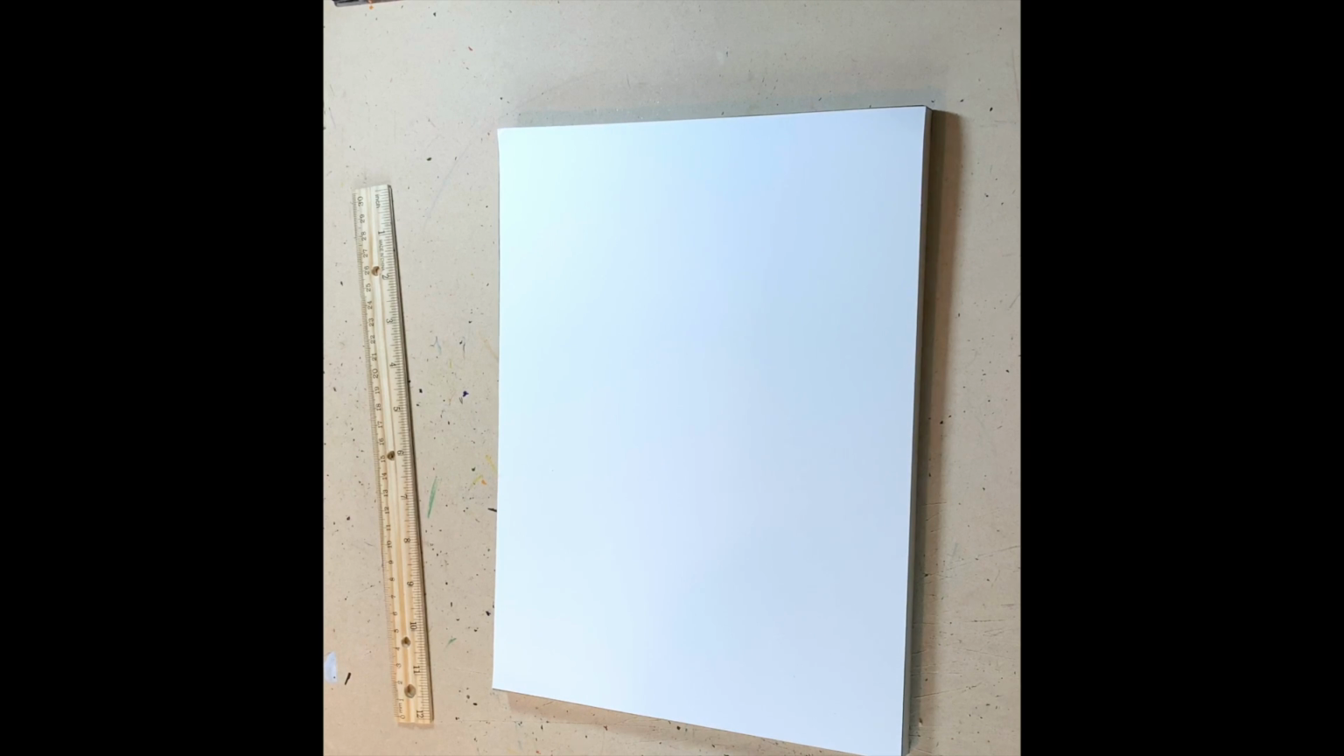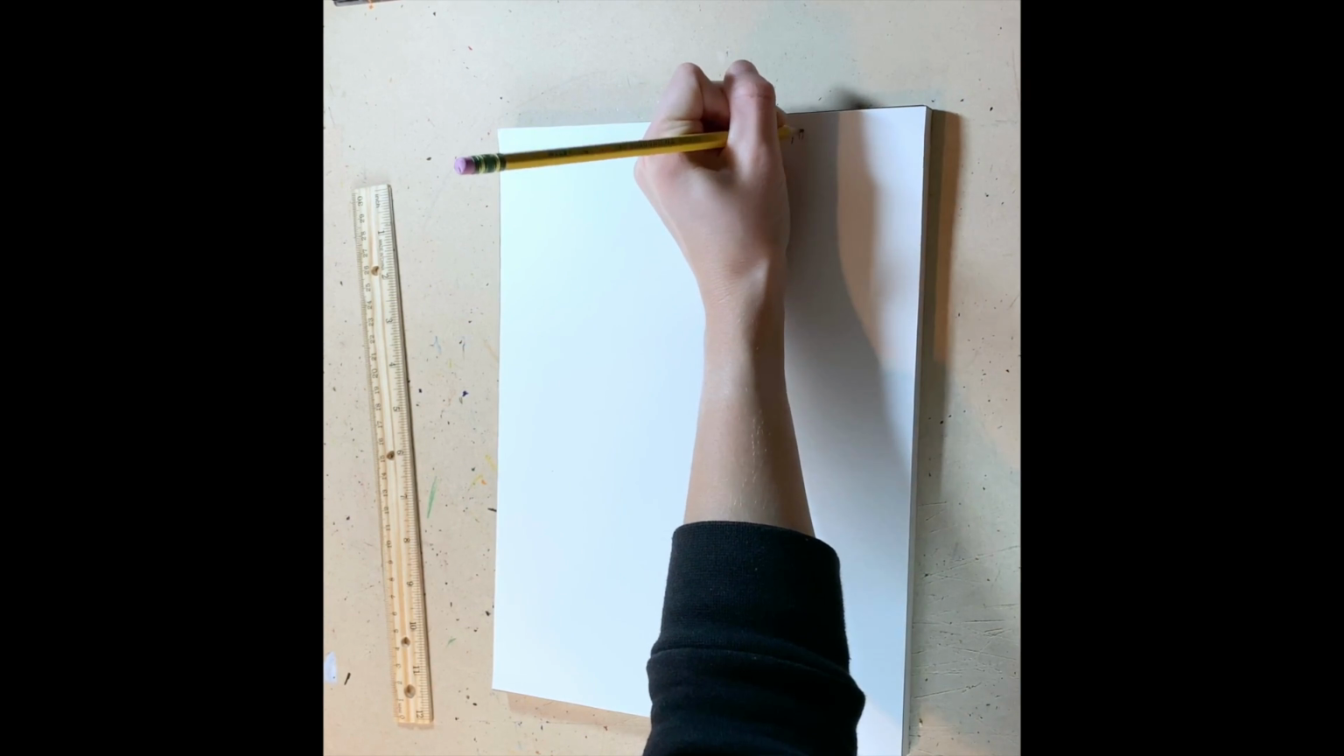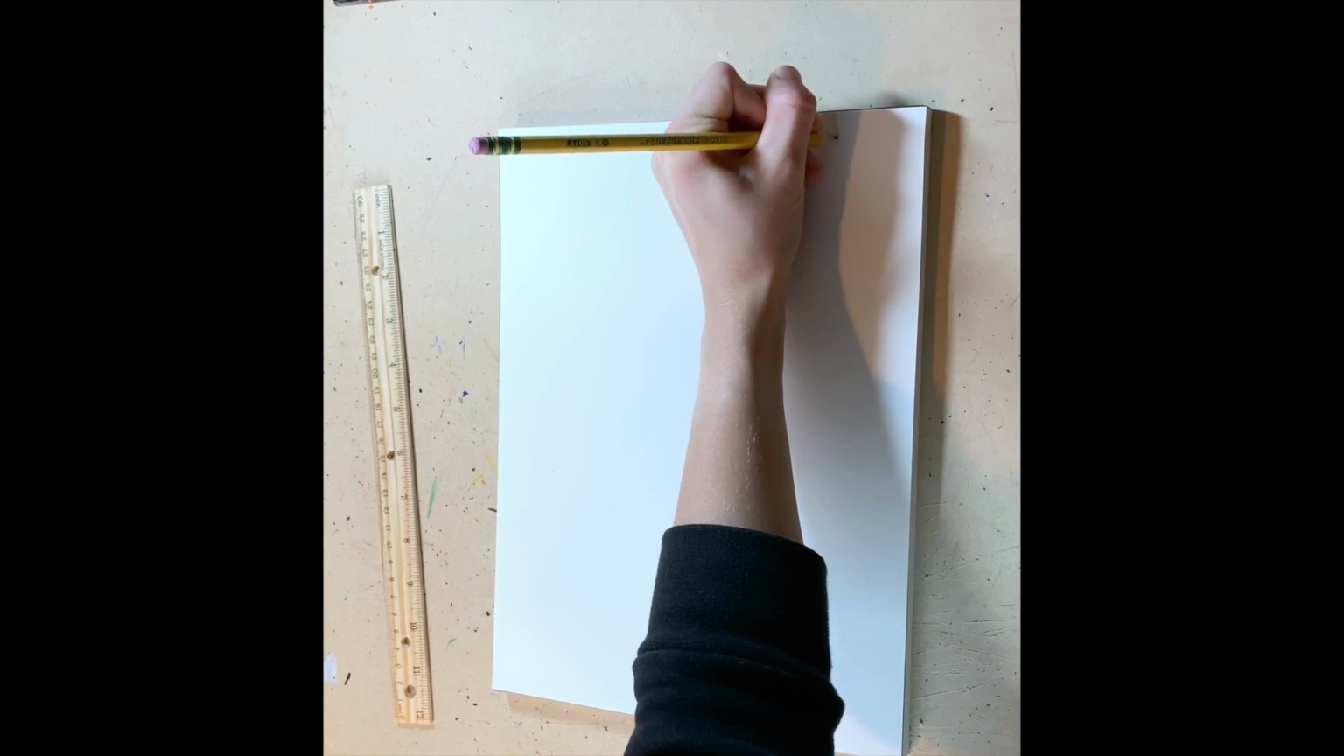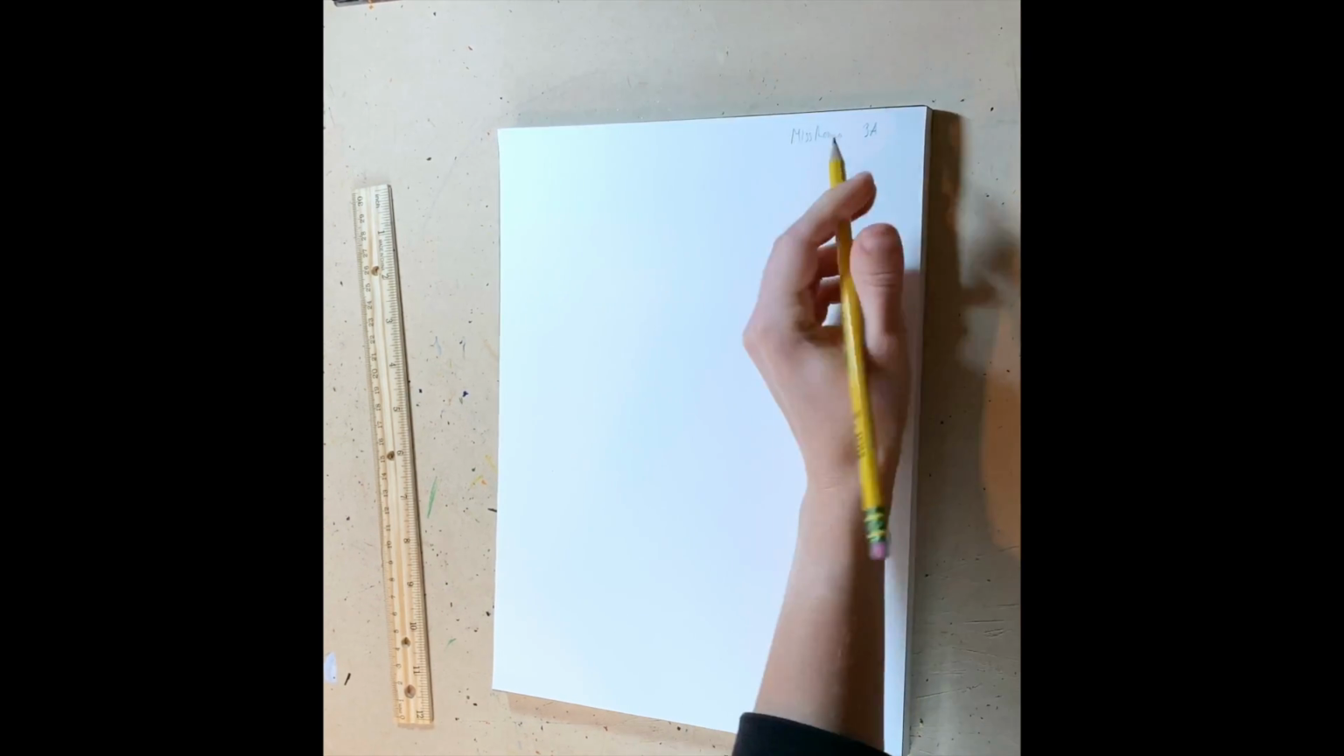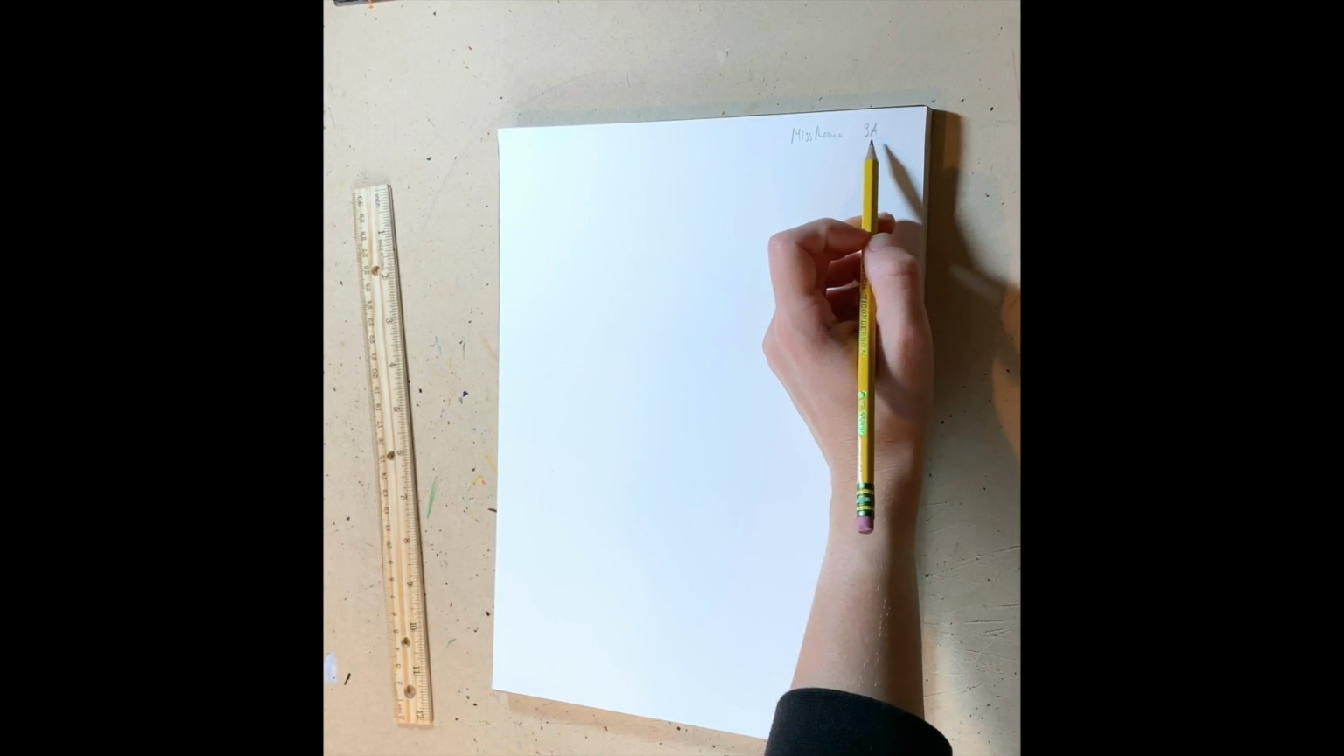So today we're going to create a shape cityscape, which is a landscape that is in a city. First, what we're going to do is get started. Our paper is going to be vertical. You're going to write your name and class code. Either you're in 3A, 3B, 3C, 3D, or 3E.